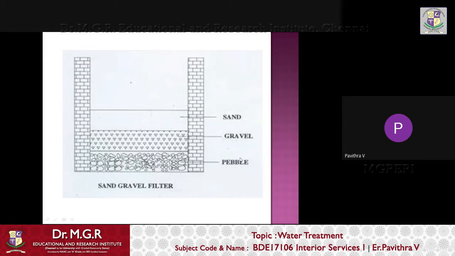Coming to the filtration process, the first topic we had seen is the sand gravel filter. There is a layer of sand, gravel and pebbles, and each layer is separated by a wire mesh. Why are we supposed to follow this filtration process? Instead of just storing contaminated water underground, for gardening and irrigation purposes also we are supposed to use clean water. For that only we are going to carry out this filtration.